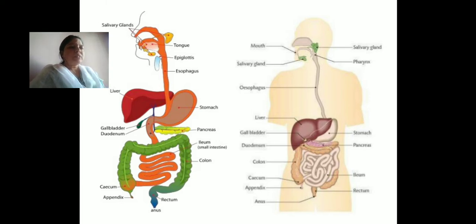The next point is mucus and bicarbonates. The mucus and bicarbonates present in the gastric juice play an important role in lubrication and protection of the mucosal epithelium inside the stomach. Renin is a proteolytic enzyme found in the gastric juice of infants, which helps in digestion of milk proteins.